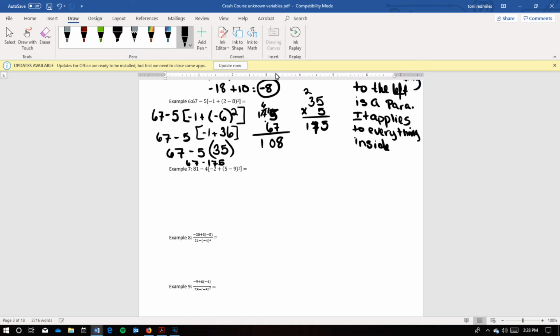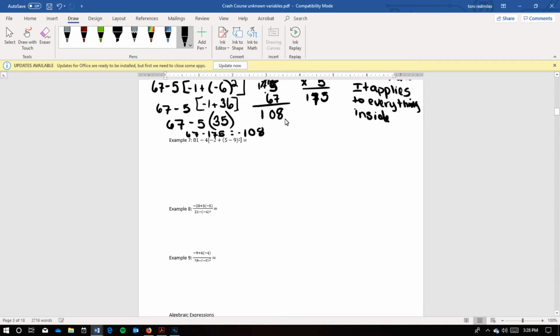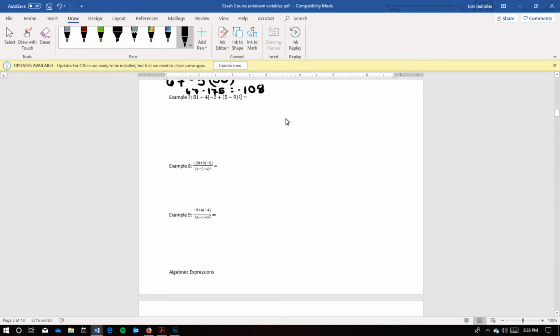I get 108, and it's going to be a negative because the 175 is negative. Alright, again, I do what's in the parentheses first. And I got to do the innermost parentheses. So 5 minus 9, which is going to give me a -4. And that -4 is squared. So -4 times -4, which is going to give me positive 16.